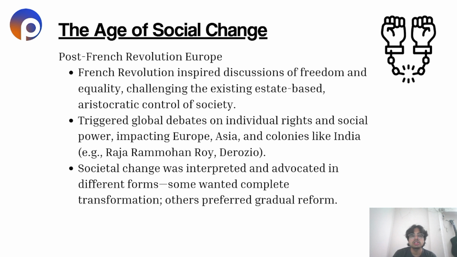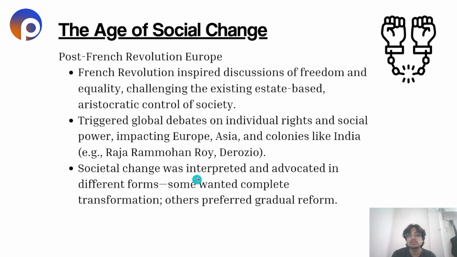So what happened was that after the French Revolution, many people got inspired by this revolution and started challenging the existing estate-based nobles that were present in the society. It triggered global debates on individual rights and social power, impacting Europe, Asia, and colonies like India. Many countries got inspired, and especially in India, Raja Ram Mohan Roy acted against the social evils that were already present in the society, such as Sati Pratha, and he worked on it and abolished it at the end.